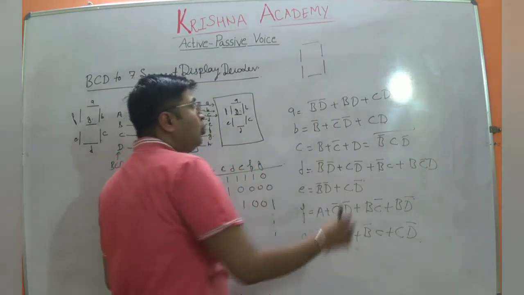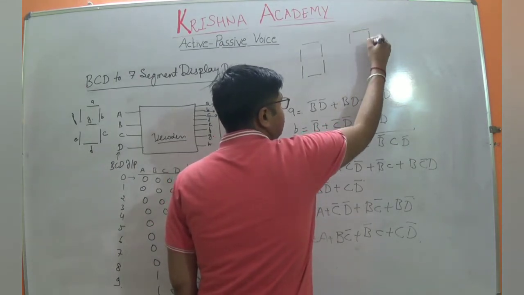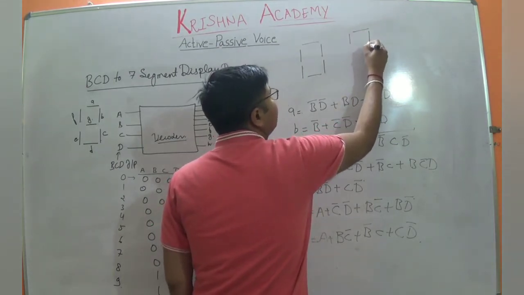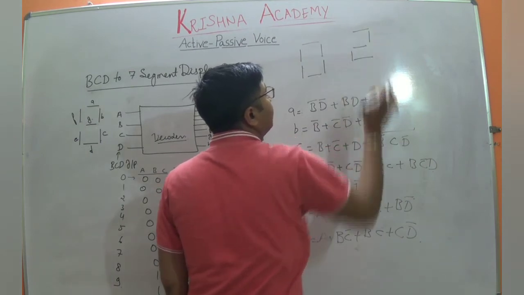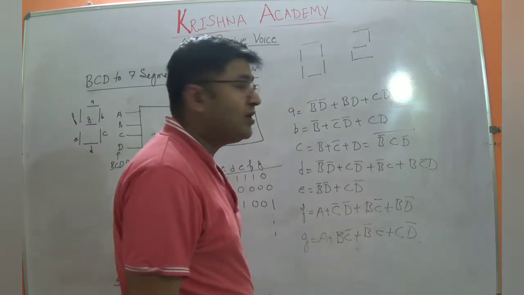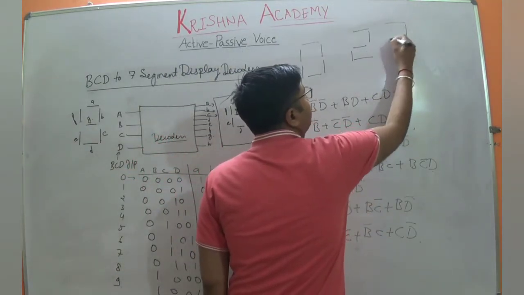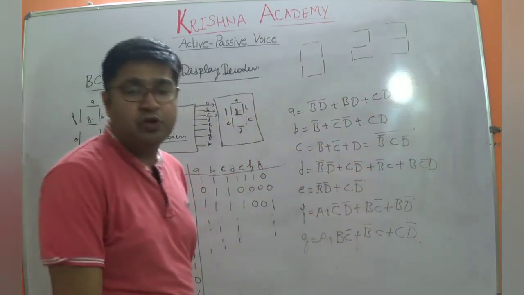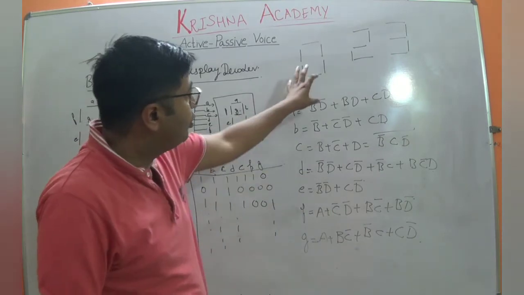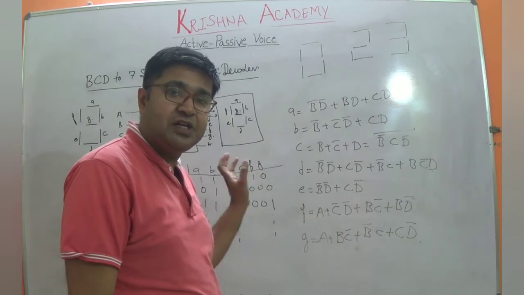If you're talking about 2, 2 will be shown like this. It's quite simple. If you want to see the numeric 3, it will be shown like this. So this is how you are going to implement the BCD to 7 segment display decoder.